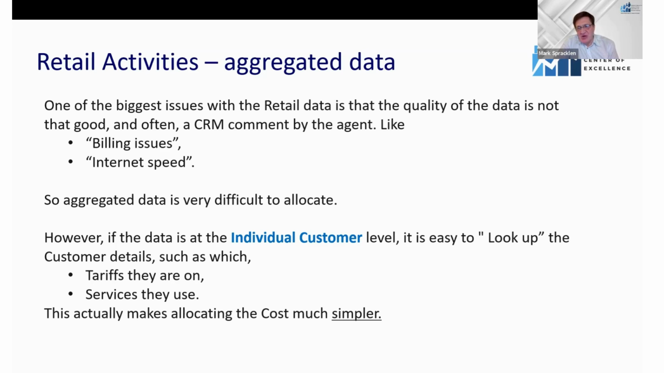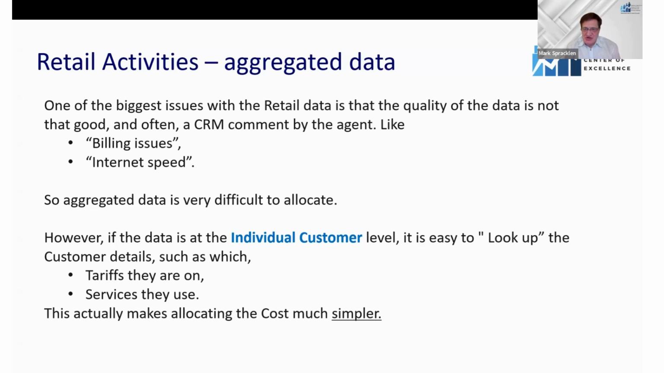Now, at the start, I said, don't go into too much detail, which is true. But if you can do the allocation at the customer level, from a high level perspective as an allocation, it's actually simpler to do that than doing it at the aggregated level. Because if you aggregate all this retail data up, the quality of it is often extremely poor. Because most of the data is actually collected by the CRM system, by these agents who aren't paid a lot often, and they just type in any old stuff about what the call was about.